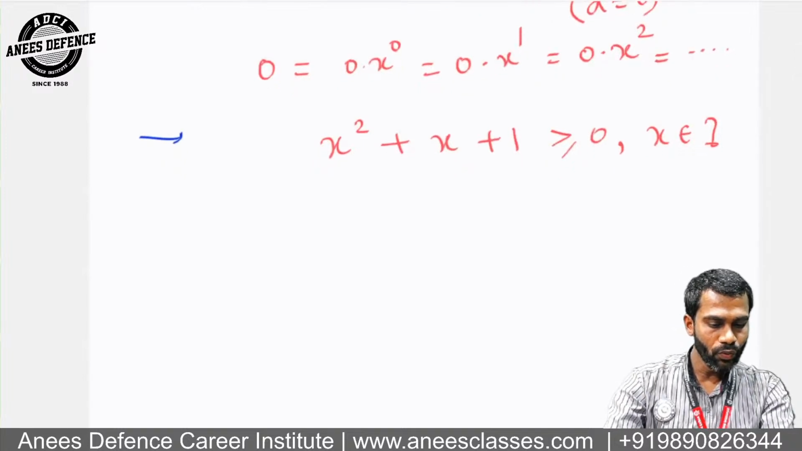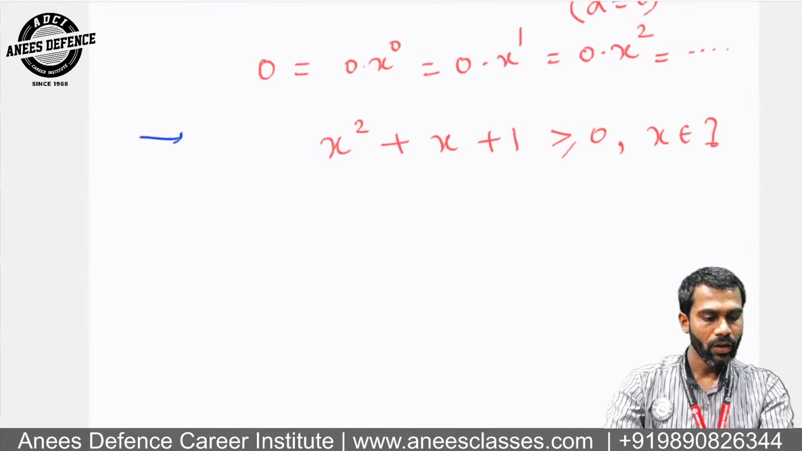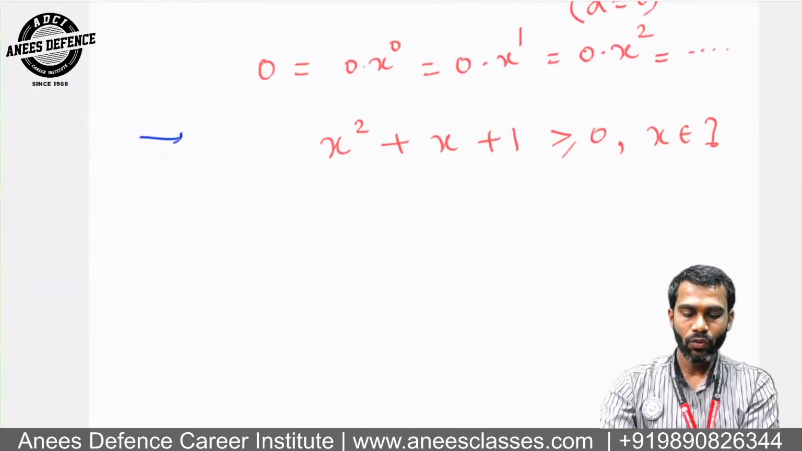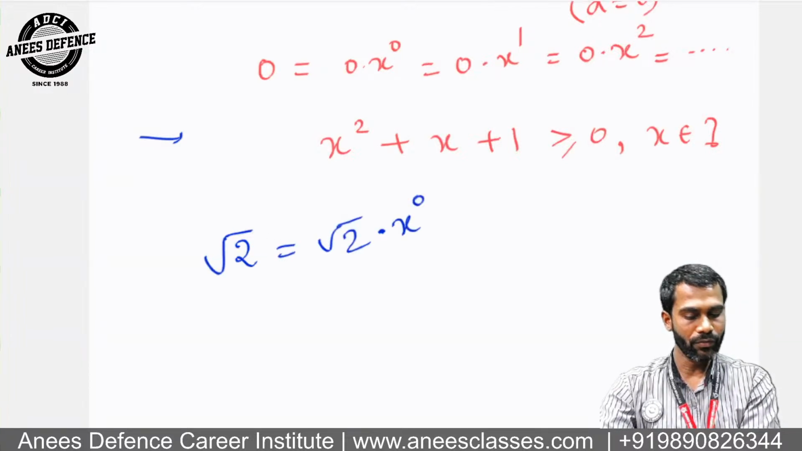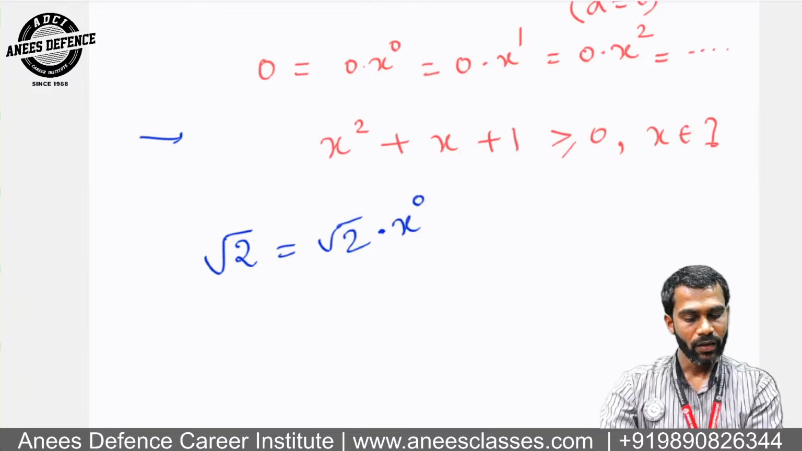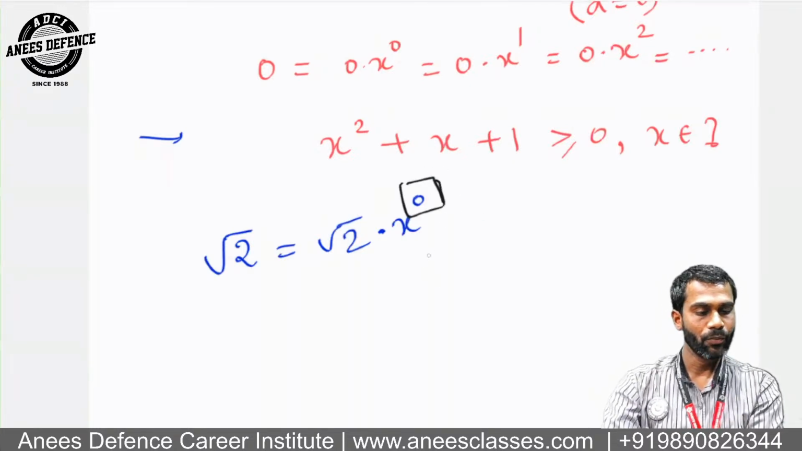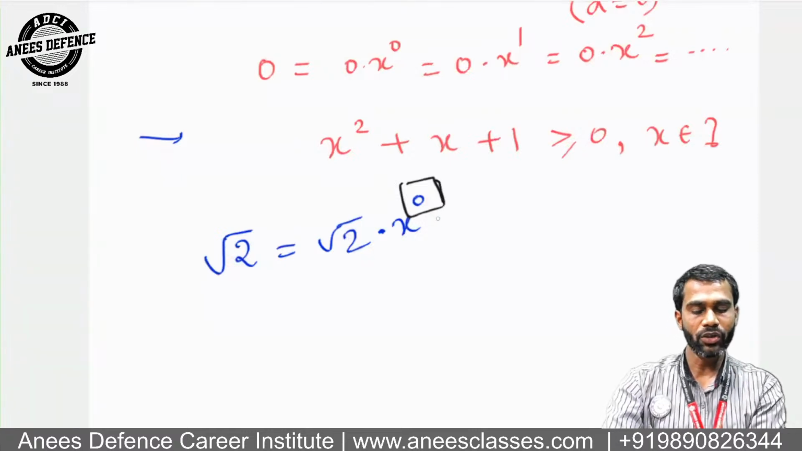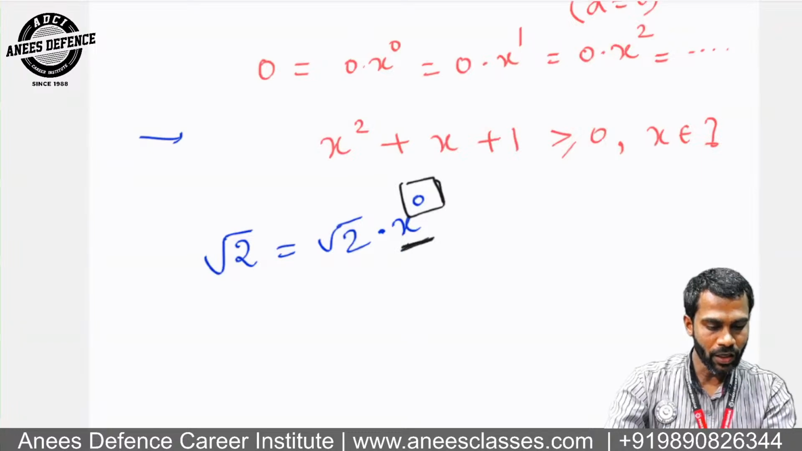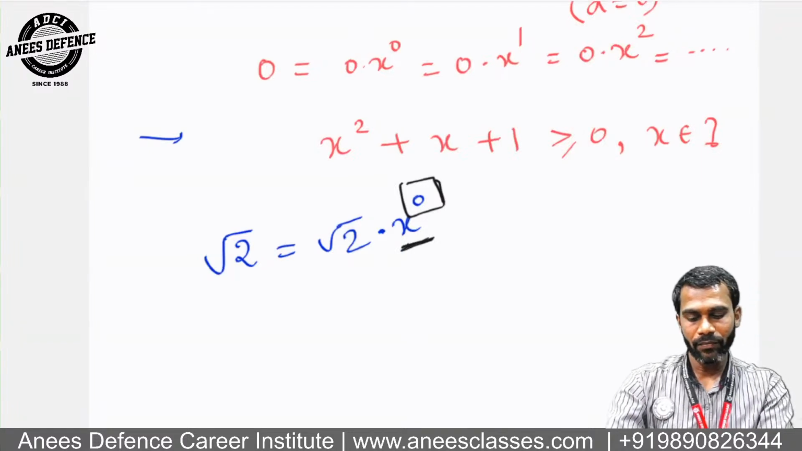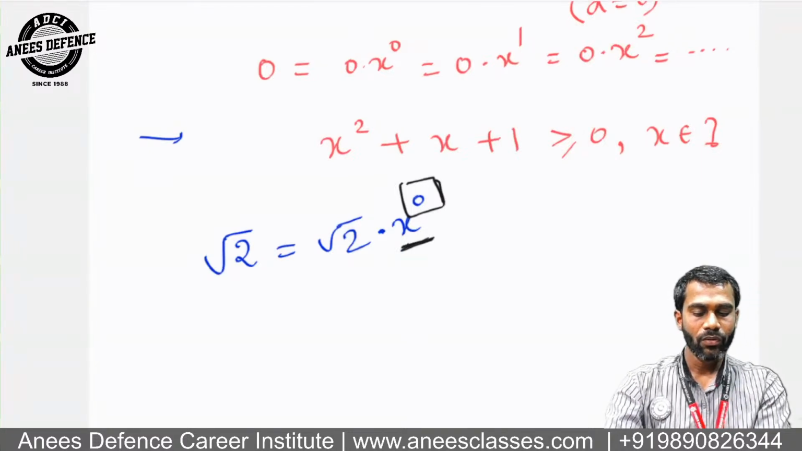Sir, how will root 2 be a constant polynomial? See, Aditya, root 2 can be written as root 2 into x to the power 0. So, as you can see, what is the power here? Maximum power is 0, and that is a whole number, and 0 means constant polynomial. X is missing here, but x raised to 0 is 1. I hope it is clear. Yes, Aditya, am I clear to you?